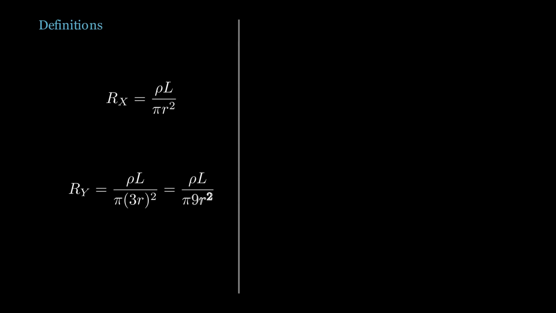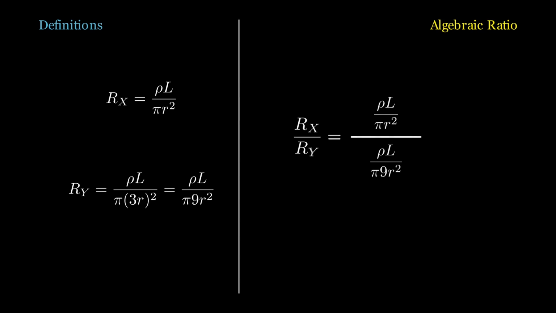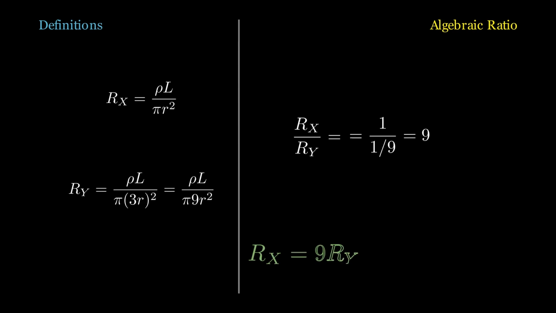To do this, we first consider Rx. This is equivalent to rho L over pi r squared. Ry then is given by rho L over pi 9r squared, as we need to remember to square the factor of 3 as well. If we divide the two expressions, we see that all constants cancel out, and we are left with Rx on Ry equals 9 over 1. Hence, Rx equals 9 Ry.